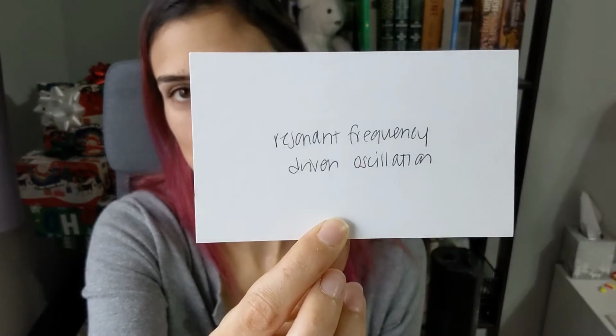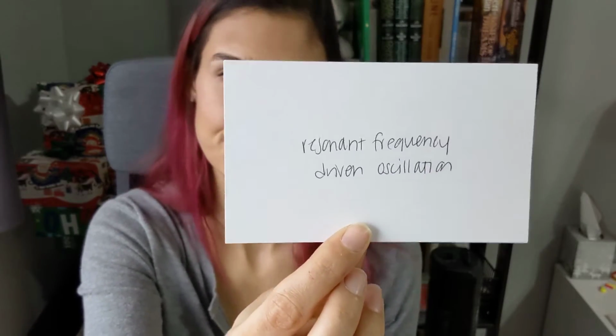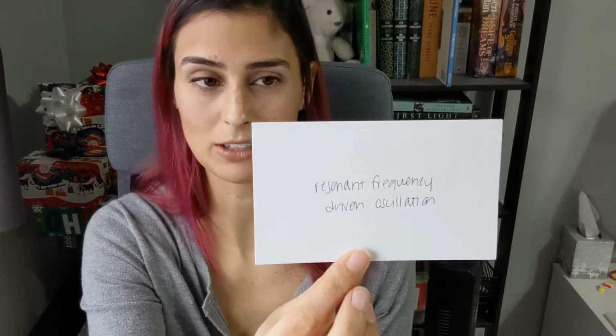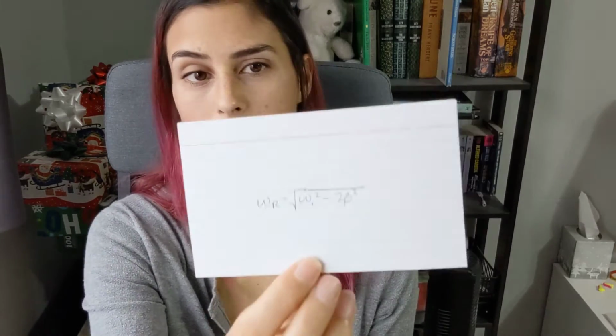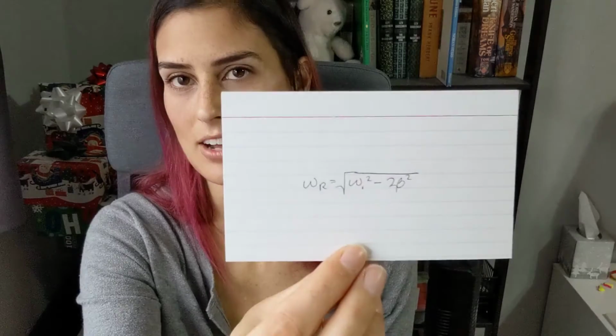The resonant frequency of a driven oscillator, so that's omega r, and that equals the square root of omega 0 squared minus 2 beta squared, where omega 0 would be the natural frequency.